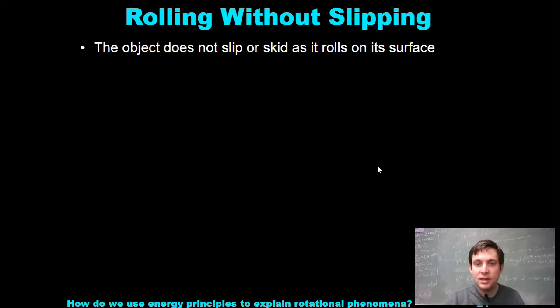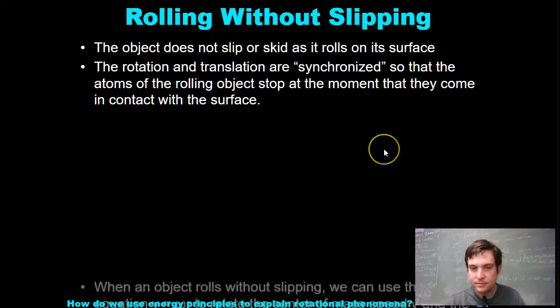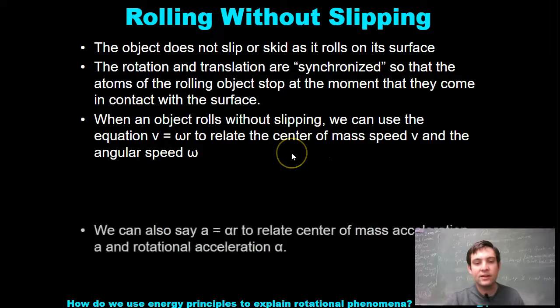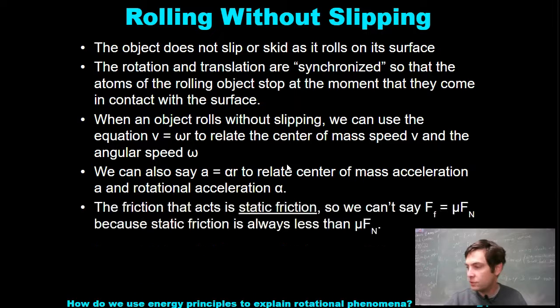Rolling without slipping means the object does not slide or skid as it rolls on its surface. The rotation and translation are synchronized, so the atoms of the rolling object stop at the moment they come in contact with the surface. When an object rolls without slipping, we can use the equation v equals omega times r to relate the center of mass speed v and the angular speed. We can also say that a equals alpha times r to relate the center of mass acceleration and the rotational acceleration.